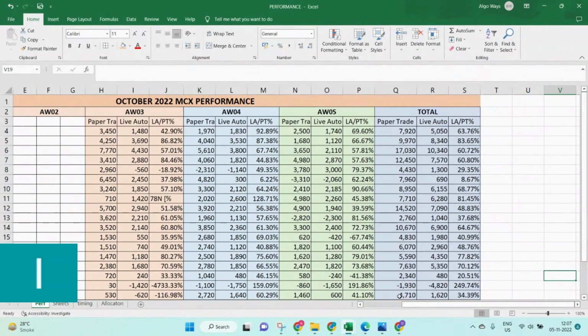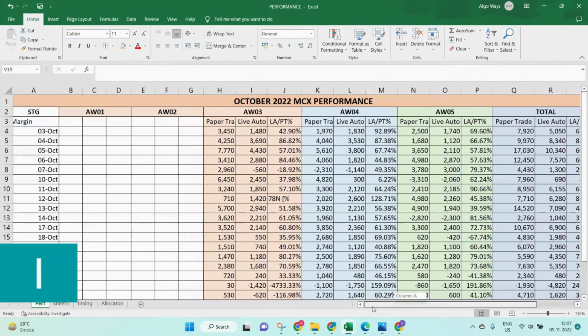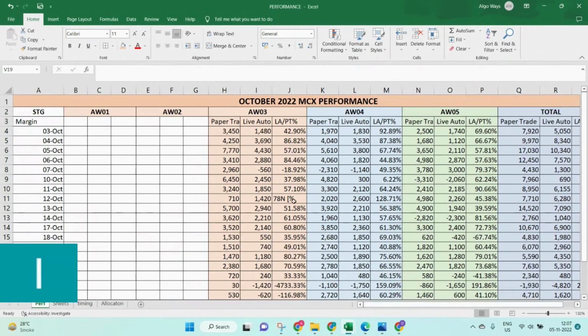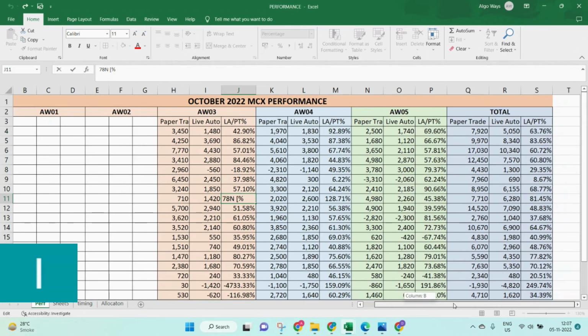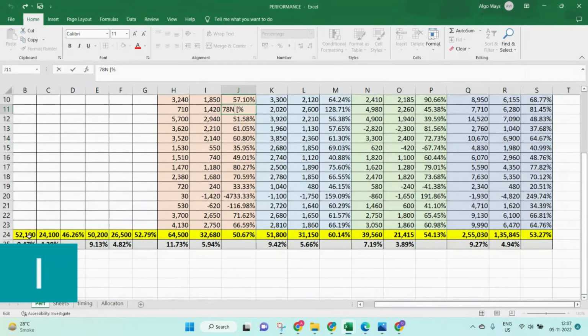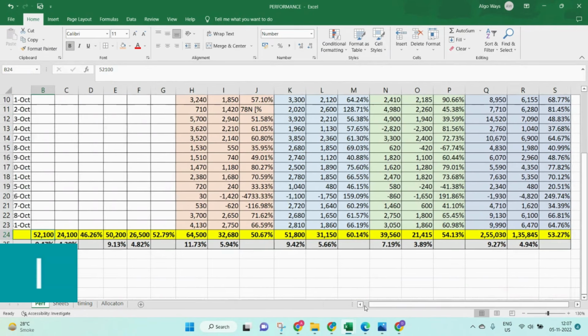For daily updating purposes, I was doing only strategy 3, 4, and 5 initially in October. Strategy 1 and 2 were also getting traded, but their daily data has not been updated in the Google Sheet. So I have put the consolidated data for these two strategies.